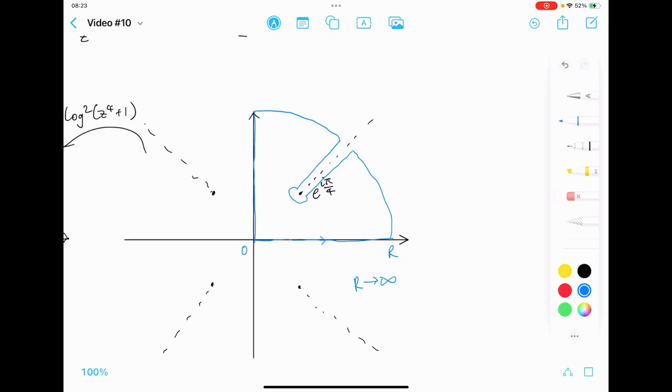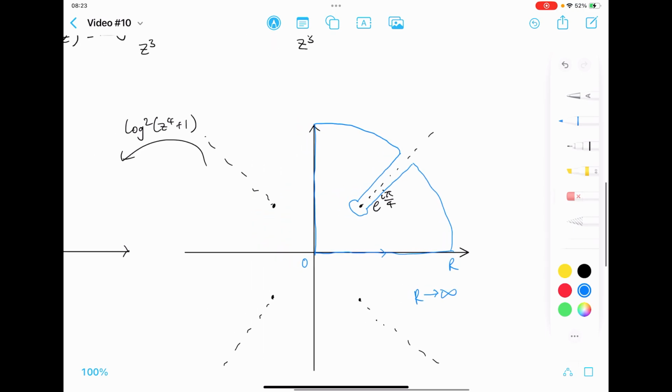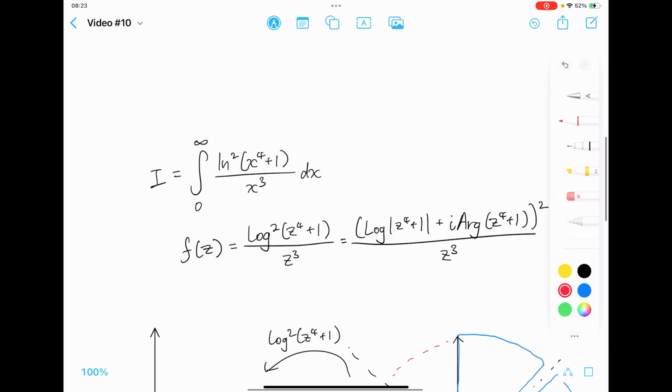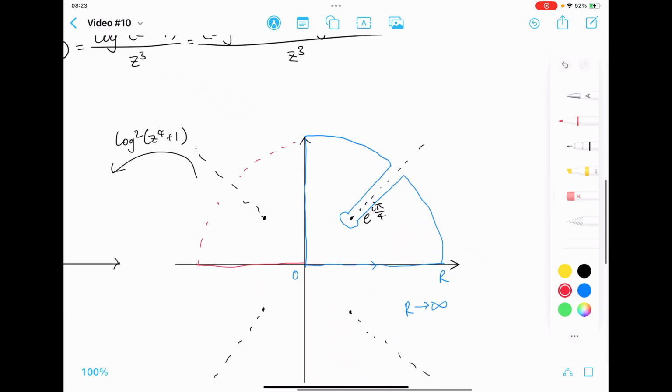The reason I didn't go all the way around here and go down here and take back this path is because if you look at our function, it's an odd function. So if we include the negative real axis, it's just going to be 0, and we're going to have no help at all. So that is going to be our contour. And now let's label some things.